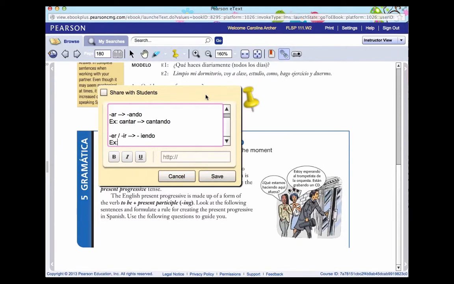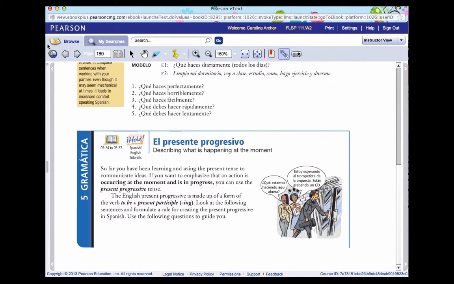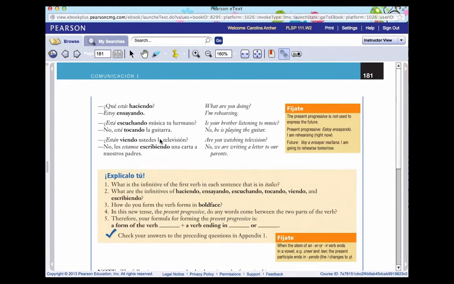So for example, we have comer, to eat, so we drop the ending and we add yendo, comiendo. Or a verb that ends in IR, vivir, to live, we drop the ending and add yendo, viviendo. Okay? So, muy bien. So, the verb estar plus el participio. Alright? Muy bien. So, here on the next page, we have some examples.